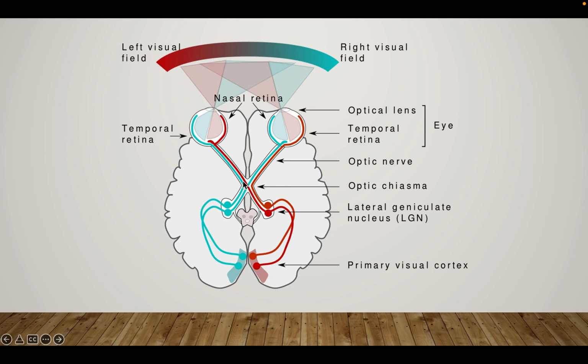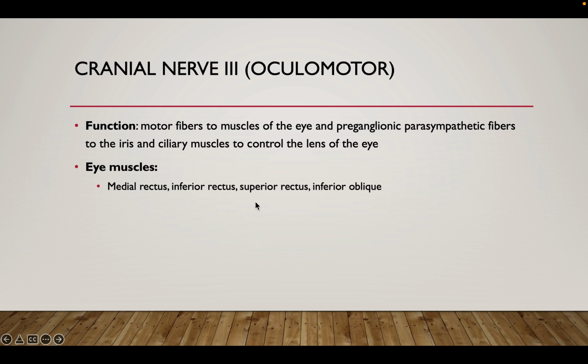And again, you can see this information is making its way all the way back here to our primary visual cortex of our occipital lobe. So we'll stop there and we'll pick up with cranial nerve 3, the oculomotor nerve, in the next part.